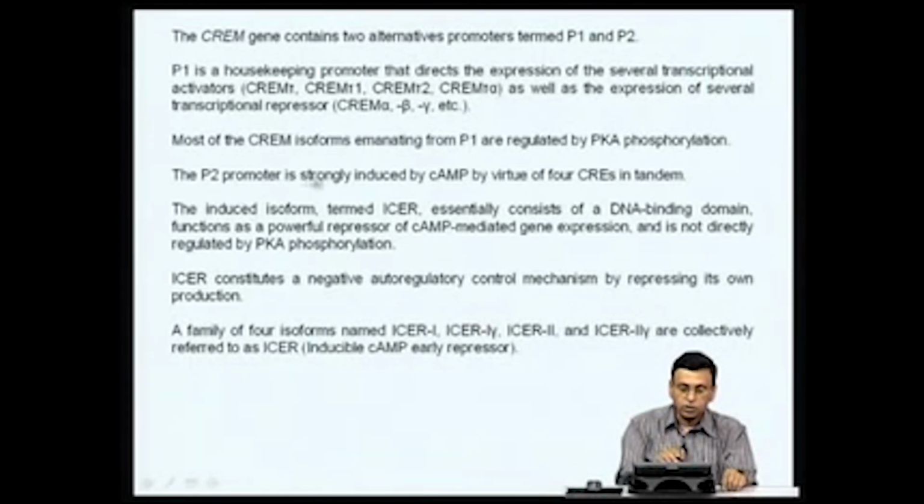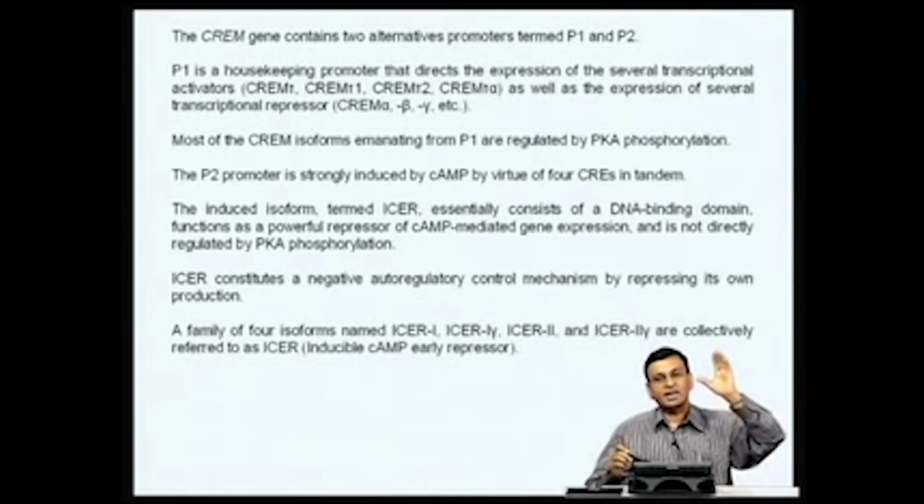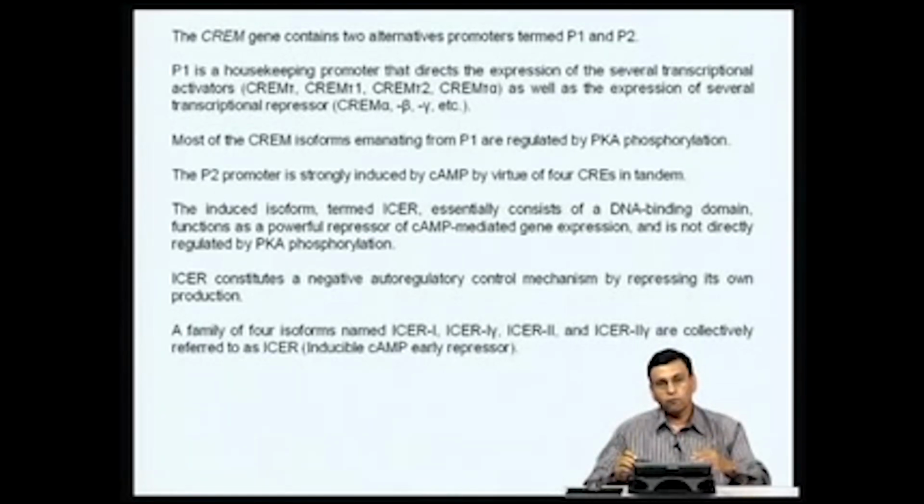Now most CREM isoforms emanating from P1 are regulated by PKA phosphorylation, because they all contain the target sequence for PKA. The P2 promoter is strongly induced by cyclic AMP by virtue of 4 cyclic AMP response elements which are present in the P2 promoter. So the CREM gene contains two different promoters. When transcription takes place from the P1 promoter, CREM is constitutively produced, whereas the P2 promoter is an inducible promoter because it contains cyclic AMP response elements, therefore it is a cyclic AMP inducible promoter.